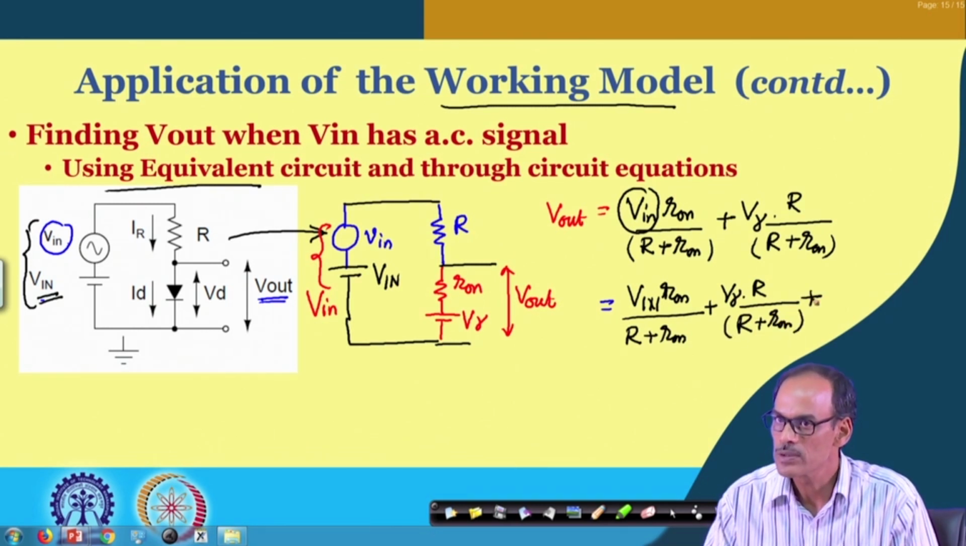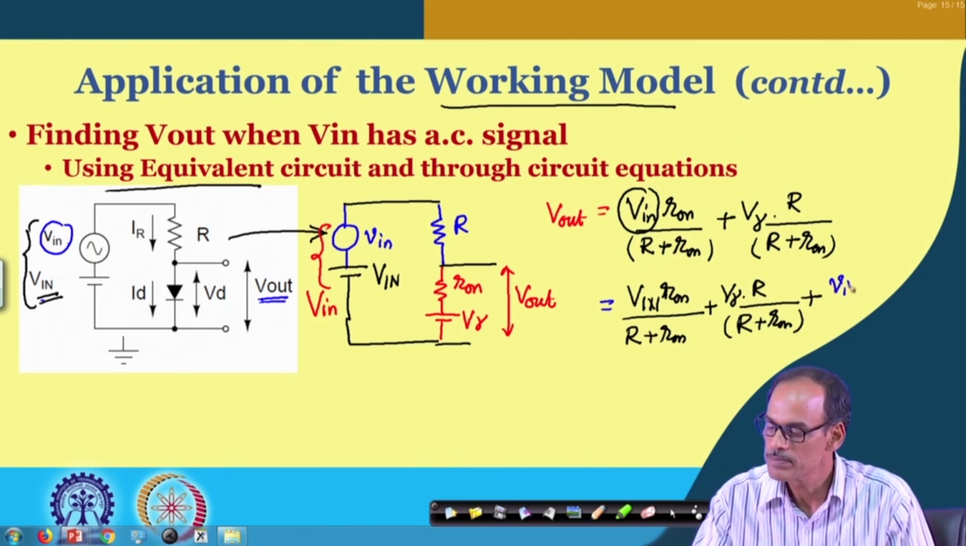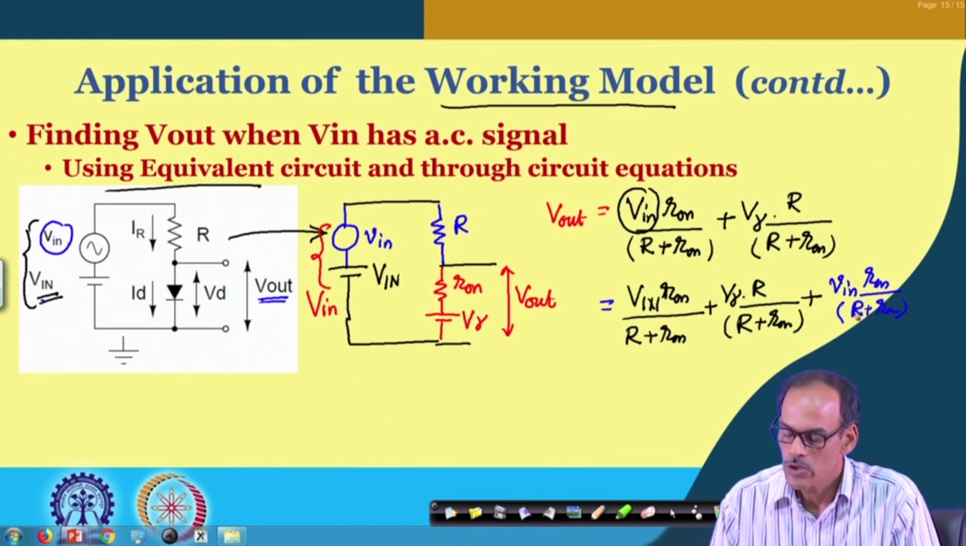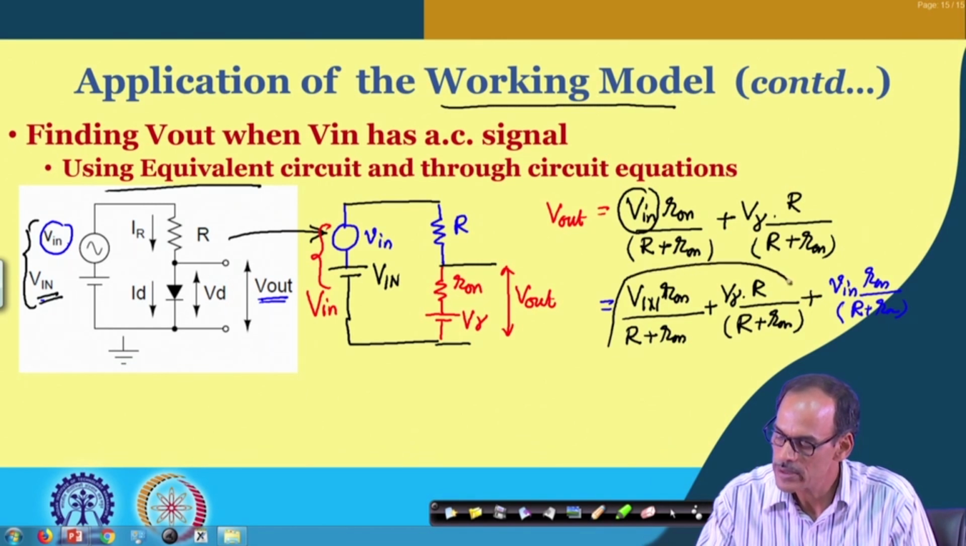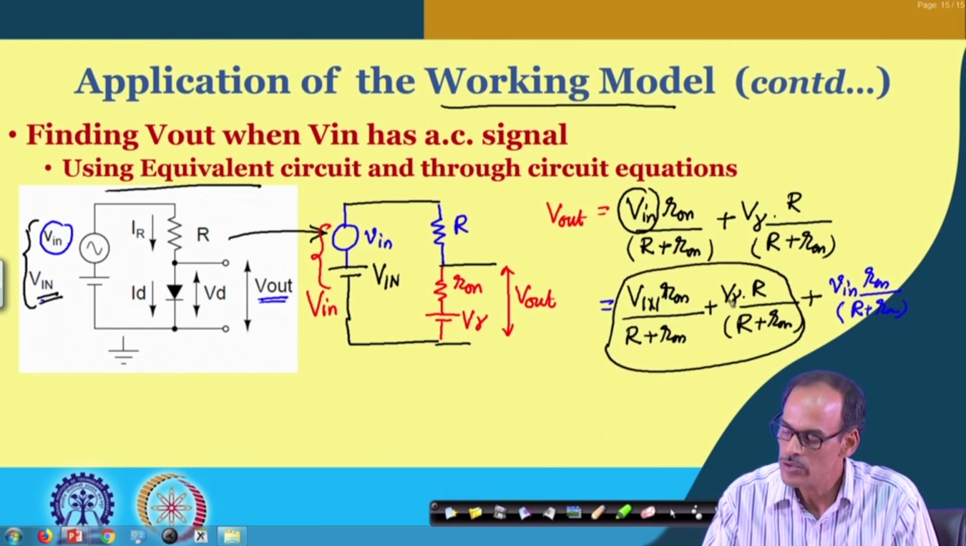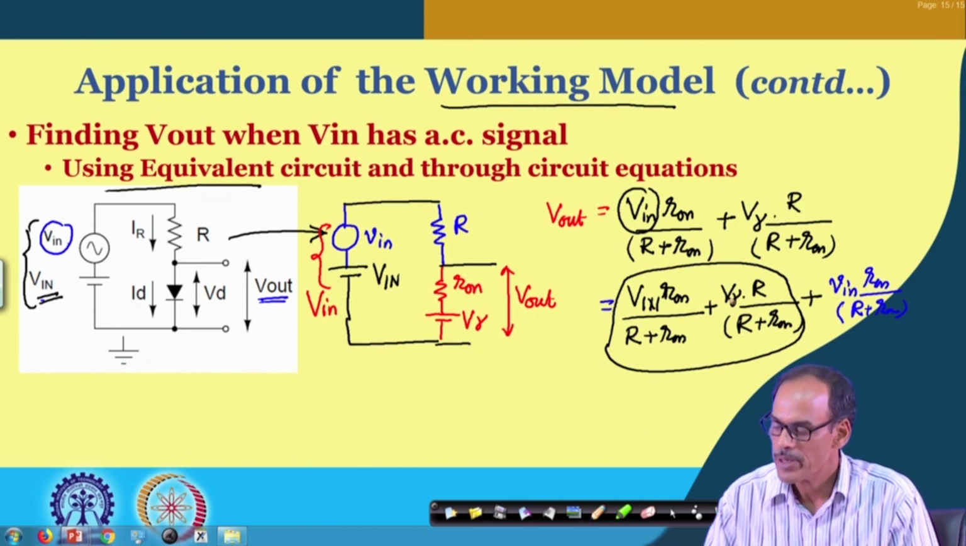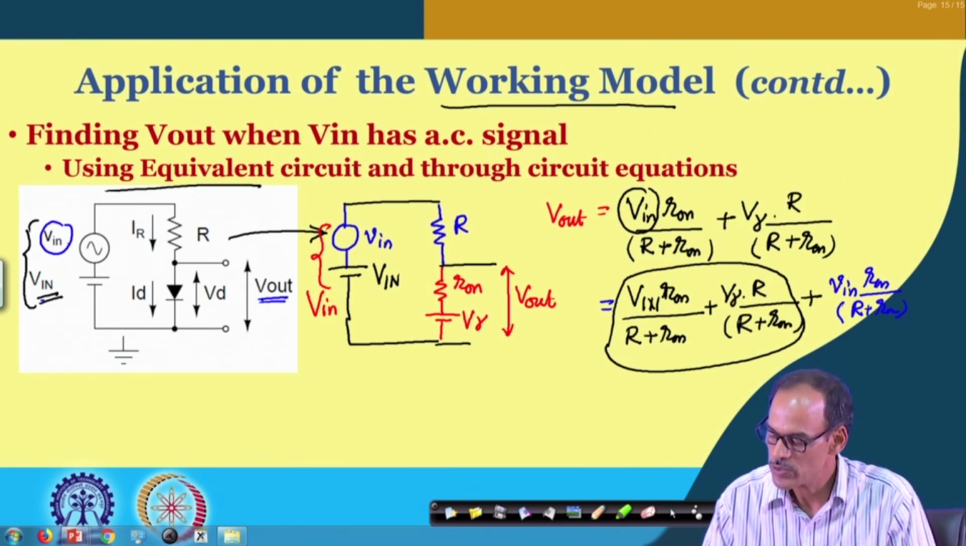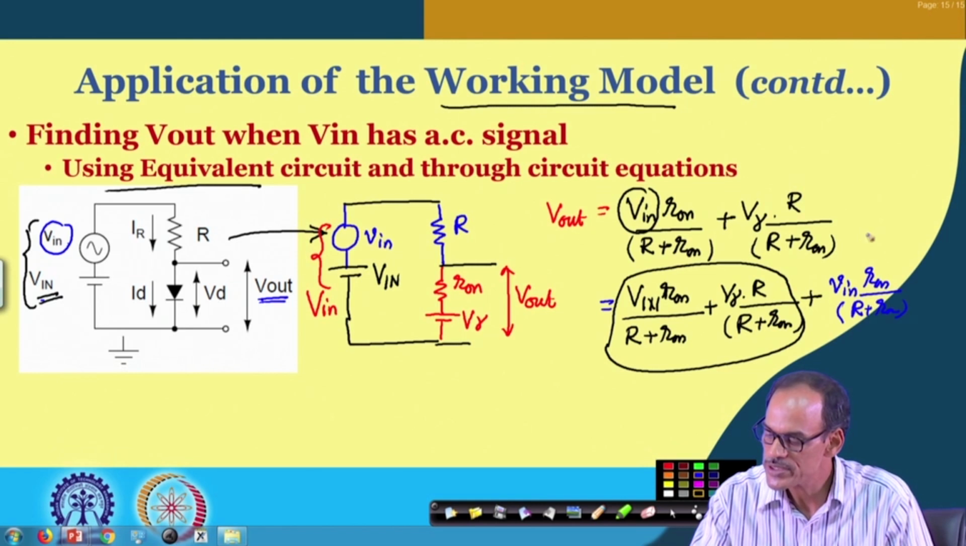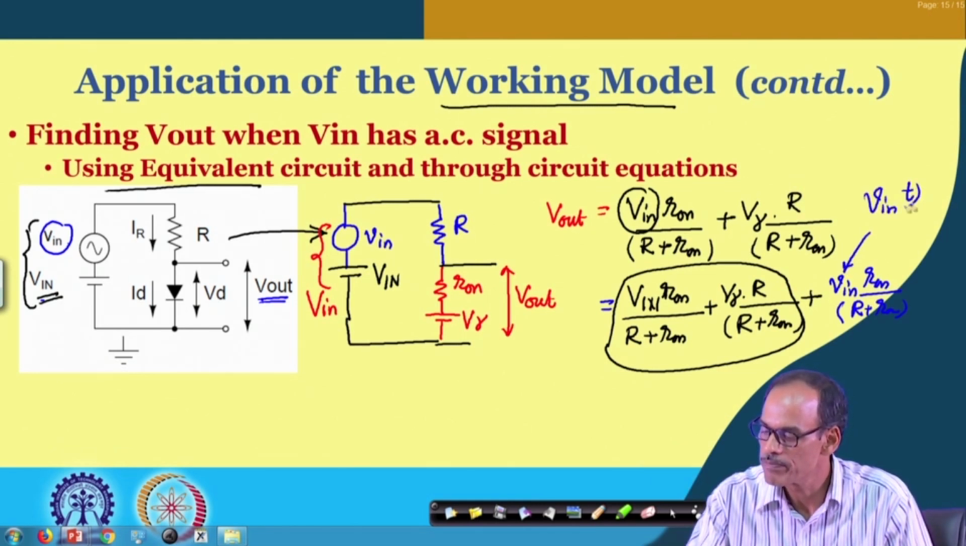In addition to that, we do have small v in R on divided by R plus R on. So, this part you may say is coming from the DC part, and the cut-in voltage of the diode is not changing, but this part is changing with time and is probably carrying a signal. So, this V in may be a function of time.